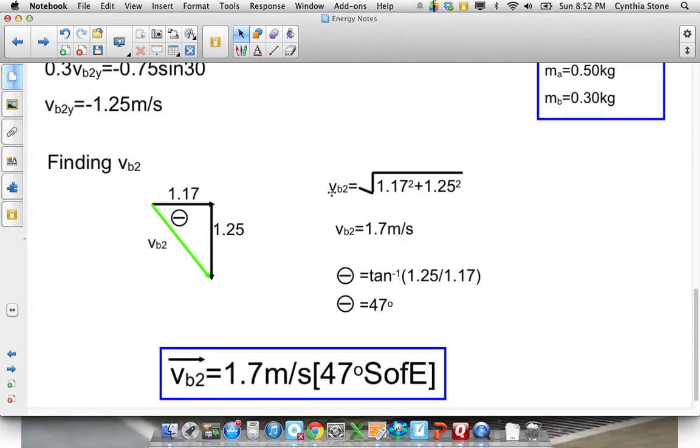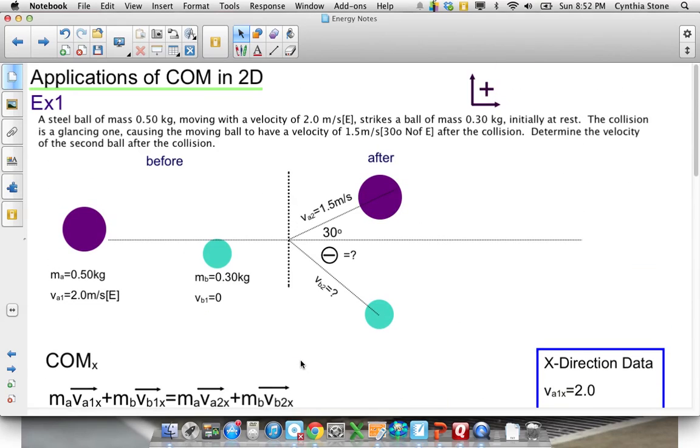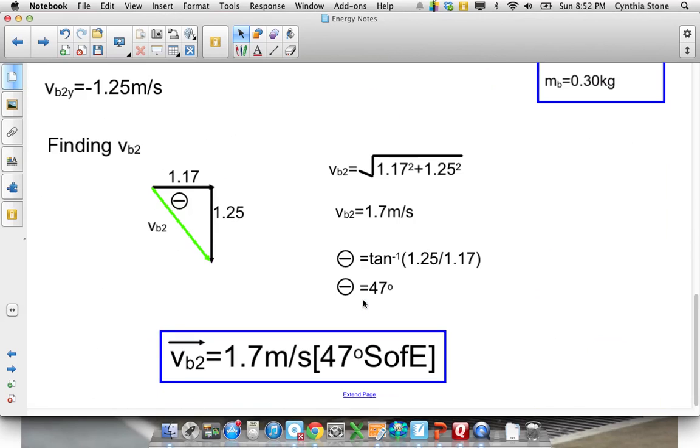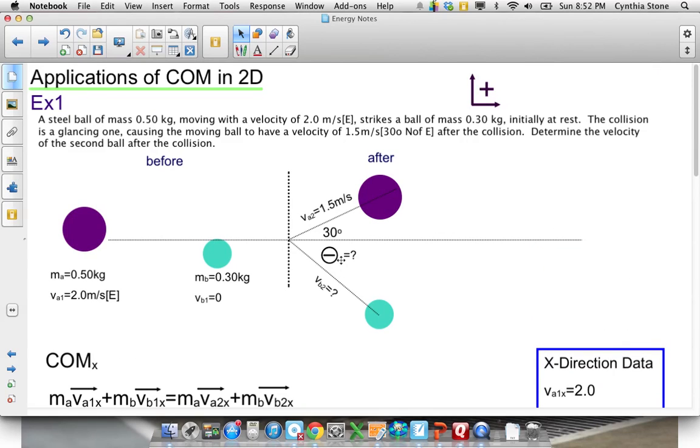Again, I know I'm probably going faster than you, so you should be pausing, I realize that, but I'm going to jump up and see if this answer makes sense. 1.7. So after the collision, it's a little bit smaller. It's going 1.7, a little bit faster, and the angle was bigger or smaller?